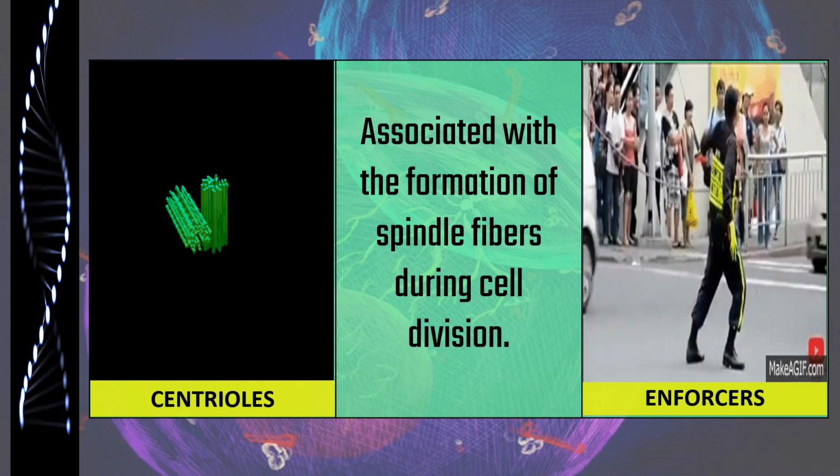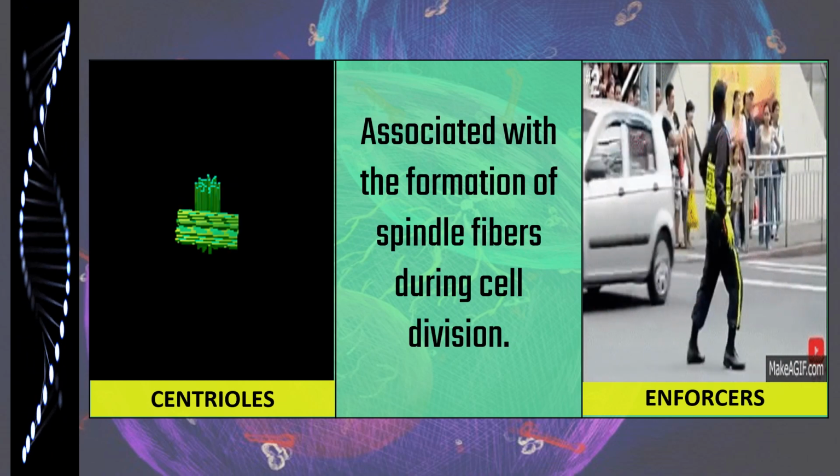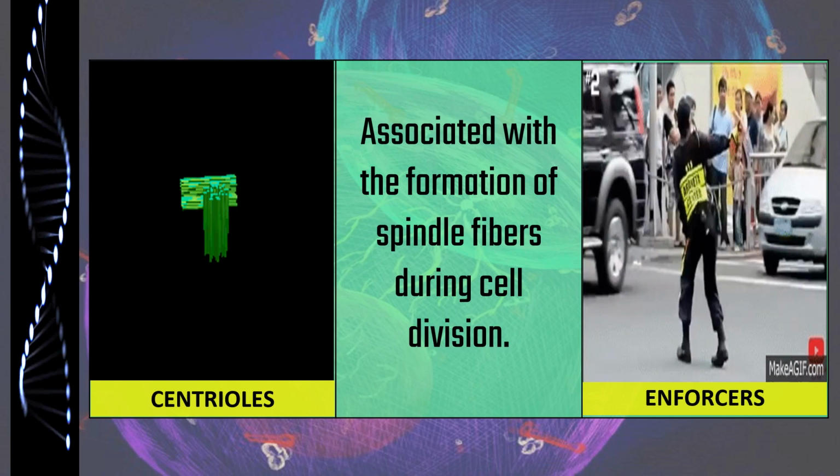It is sometimes called diplosomes because they usually come in pairs. In prokaryotic cells, centrioles are absent. But in the case of eukaryotic cells, they are always present.